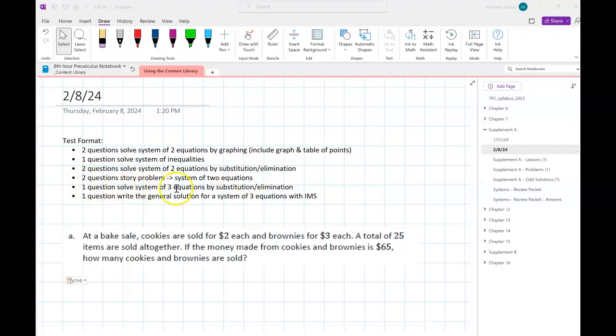1 question where I ask you to solve a system of 3 equations by substitution or elimination, dealer's choice. Whatever you want to do is fine. And then 1 question where I ask you to write the general solution for a system of 3 equations where there is infinitely many solutions.